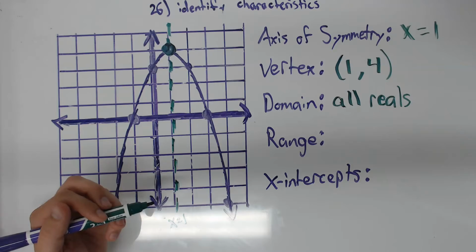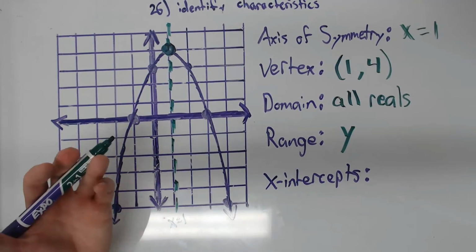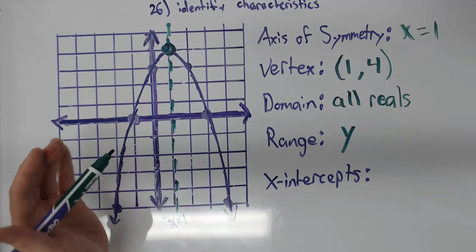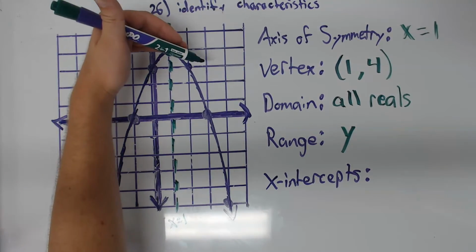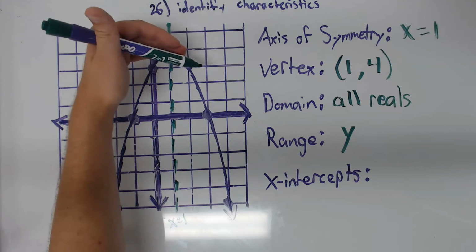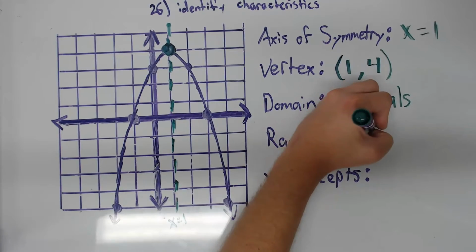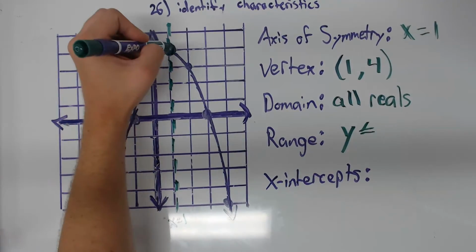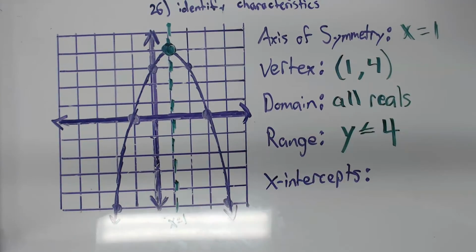Range is my y value, so it's going to be y greater than or equal to or less than or equal to something. This is where we have to look for a maximum or a minimum. Now ours is like a mountain where it tops off, so it has a maximum. Everything is below that point. So ours is y less than or equal to this y value, which is 4. It comes from the vertex number.